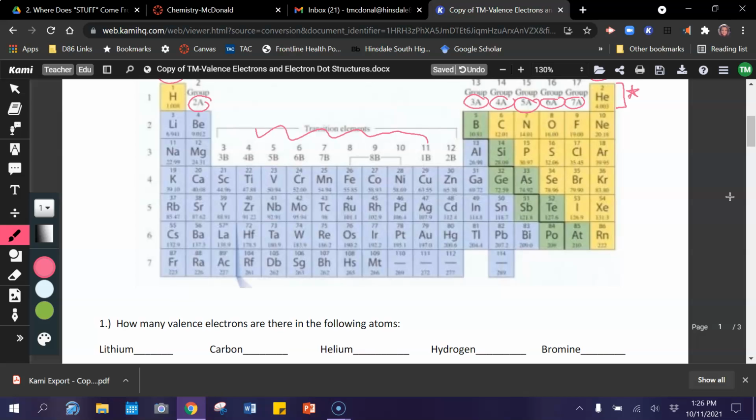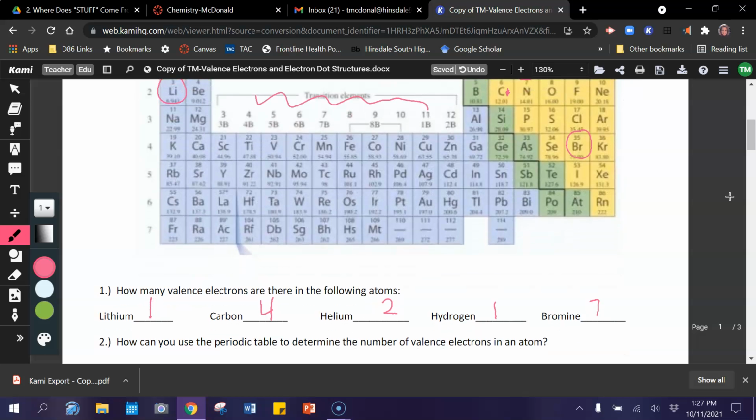So how many valence electrons are there in these atoms? Well, we have lithium here, which is in the first column, so it has one. Carbon is in the fourth. Helium, I explained, is the exception. It only has two valence electrons, and the reason why is explained in a previous video. And then hydrogen is again in the first column here, so it's only got one. And then bromine is all the way in the seventh, so it has seven.